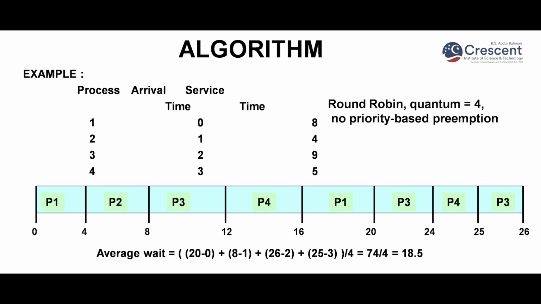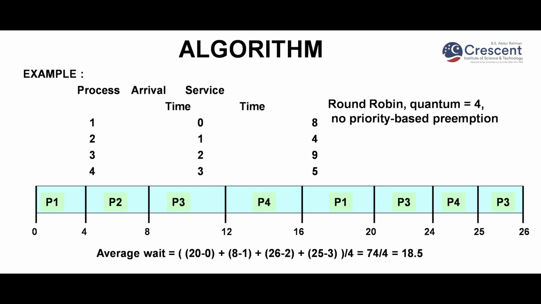Next comes the process P4. It has a service time of 5. 4 service time will be executed in the first cycle and the rest of the 1 will be executed in the second cycle. All the 4 processes have been executed in the first cycle. Next it is coming to the second cycle. P1 has 4 left, so it will take over that 4 and complete its job fully here. Next comes the P2. P2 has already completed its process in the first cycle, so it will not enter into the second cycle.